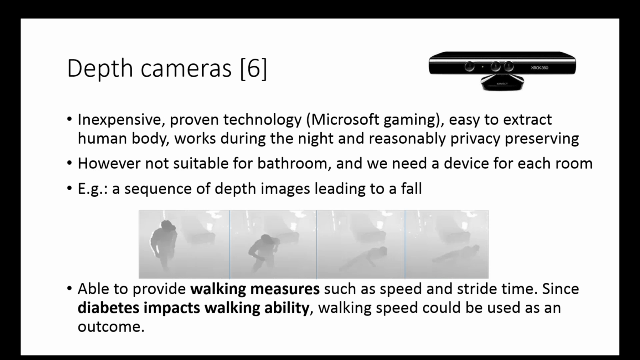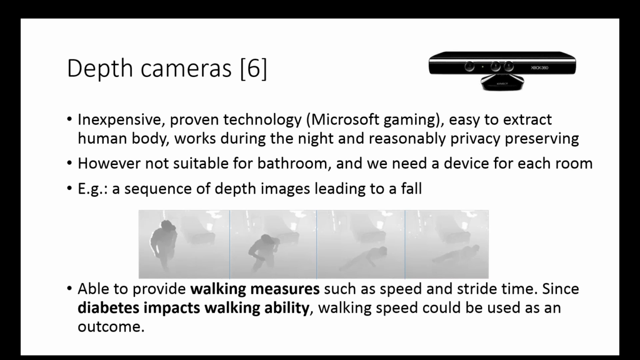So the depth cameras are actually coming. You know, if you have kids, you've probably seen the Xbox Kinect gaming camera. The cool part about it is it can give you a 3D image. So here is somebody about to fall. The interesting part is that it's easy to process. From the image processing point of view, I can easily extract the foreground, which is the person that moves.